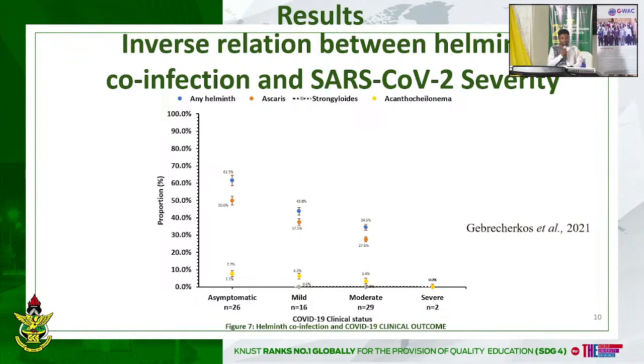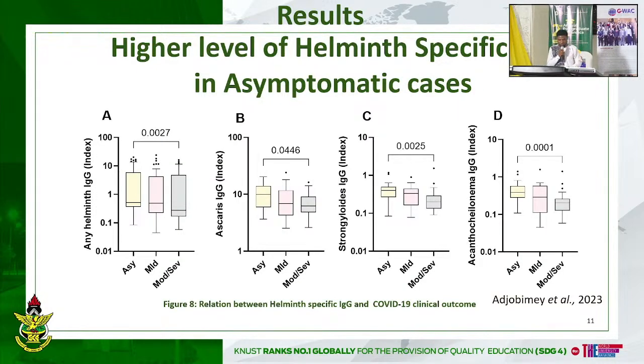And looking at the relationship between co-infection and the SARS-CoV-2 clinical outcomes, we found that individuals co-infected with helminth tend to exhibit asymptomatic to milder disease outcomes. However, individuals without helminth co-infection tend to develop severe outcomes. More specifically, all the individuals with only SARS-CoV-2 infection tend to develop severe disease outcomes, suggesting that co-infection could actually be related to disease outcomes.